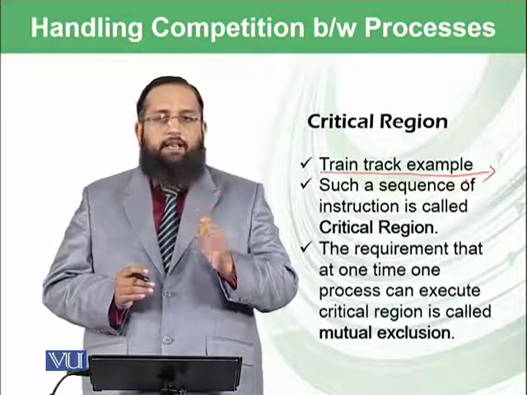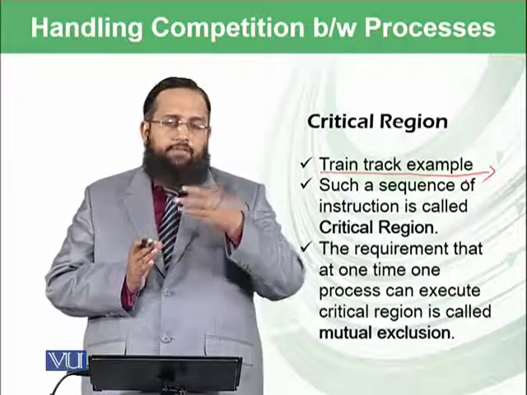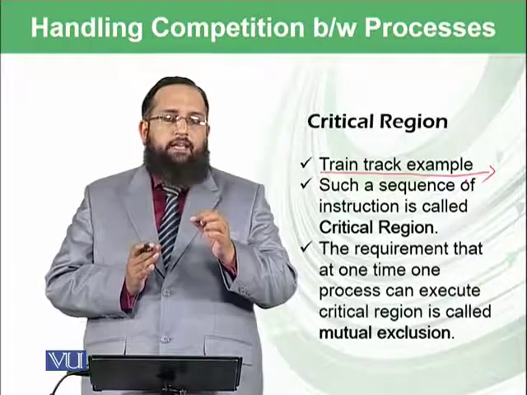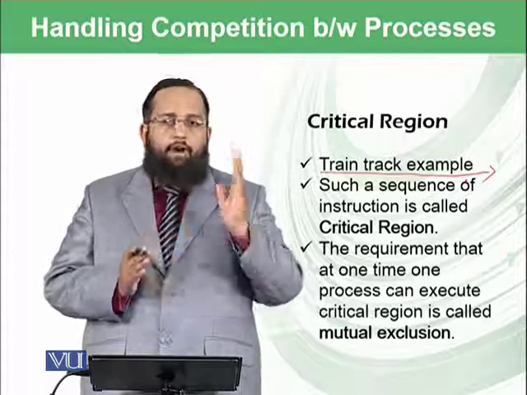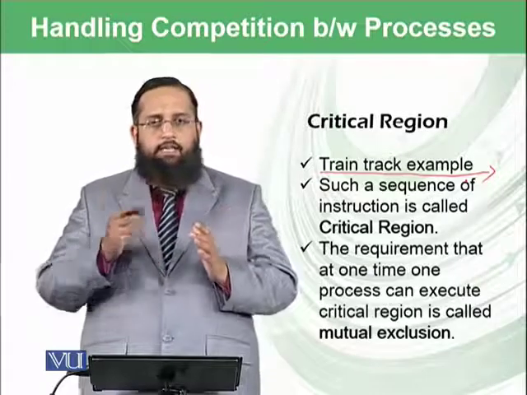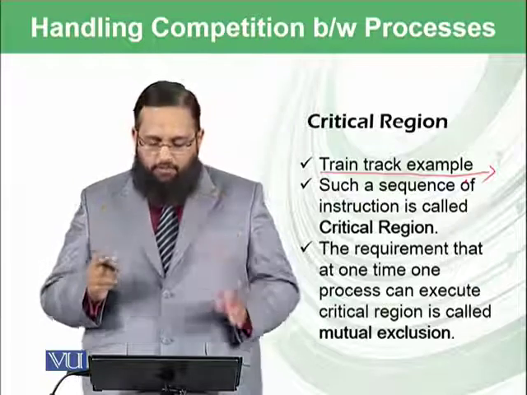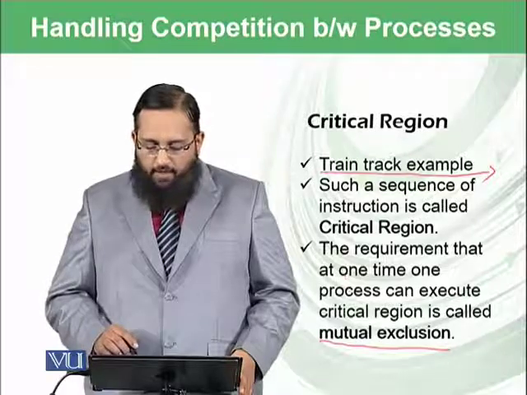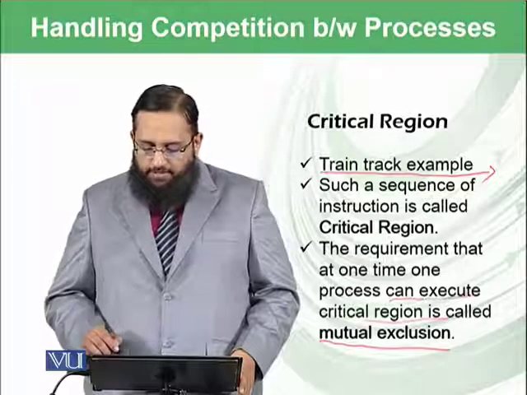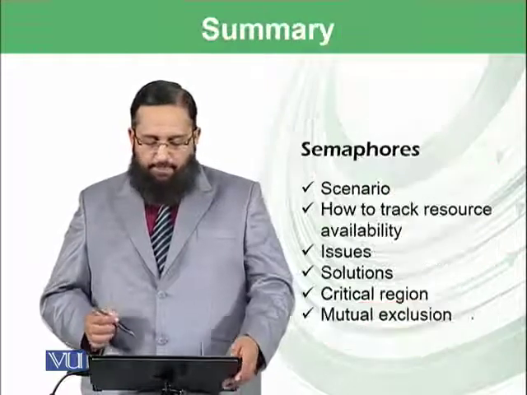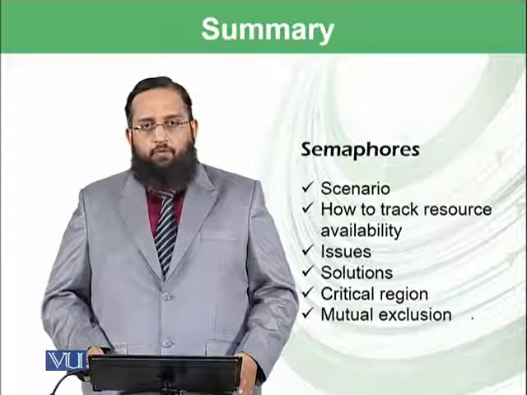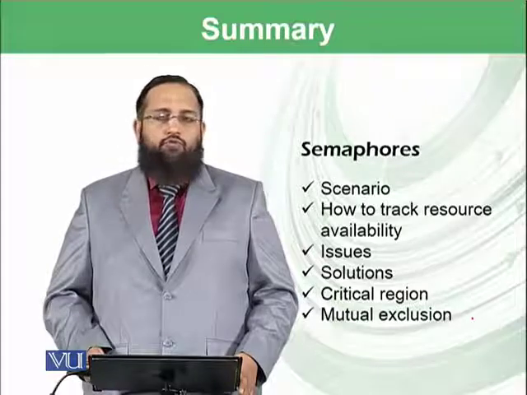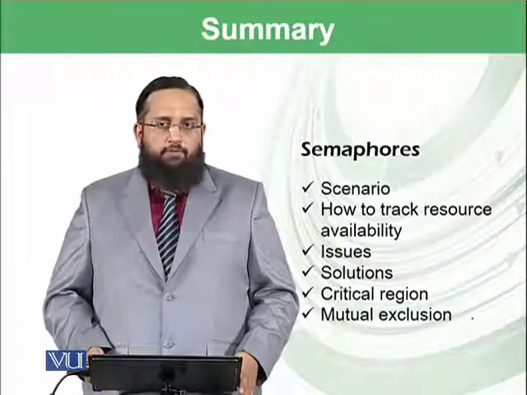So when process A is executing these 3 instructions, it is in a critical region. We can say that at one time, only one process can execute this critical region. Such a requirement, that at one time only one process can execute the critical region, is called mutual exclusion. If we summarize today's module, we have learned a very well-known problem and used 2 solutions to handle that problem using semaphores.